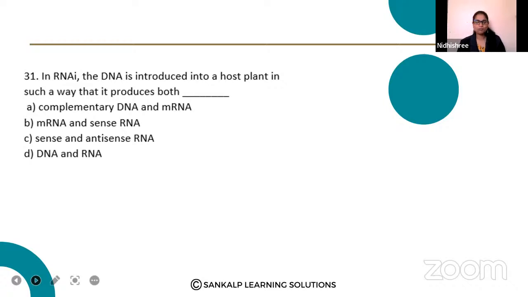Option A, complementary DNA and mRNA. Option B, mRNA and sense RNA. Option C, sense and antisense RNA. Option D, DNA and RNA. Option C, ma'am. Okay, Nithi and someone said in the mic that option C.